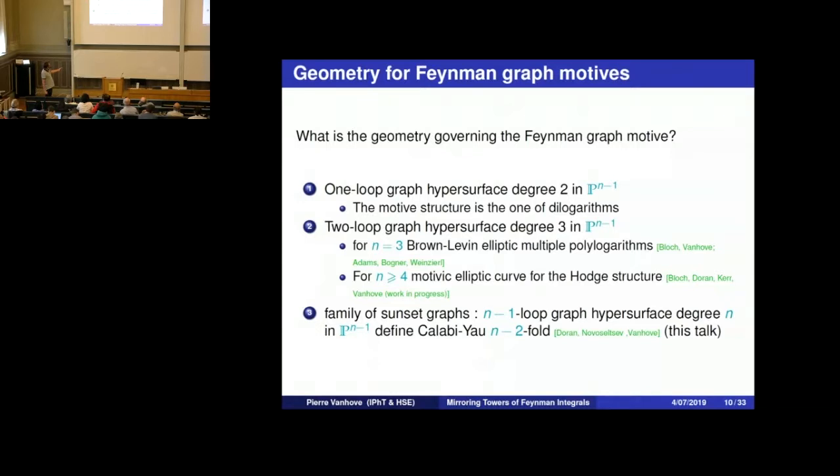and then it matches exactly the construction actually of Brown and Levin of elliptic polylogs. But you see, when n is increasing, that means when you have more external legs, keeping the loop order, then you are going, for example, to get a cubic in P3, in P4, etc. So then it's not clear exactly what is really controlling the geometry of the Feynman graphs.